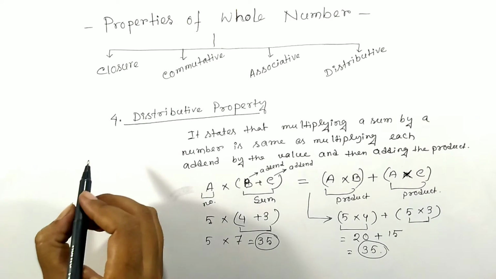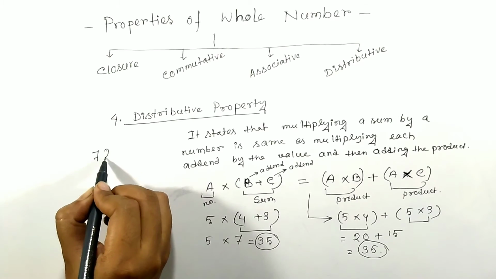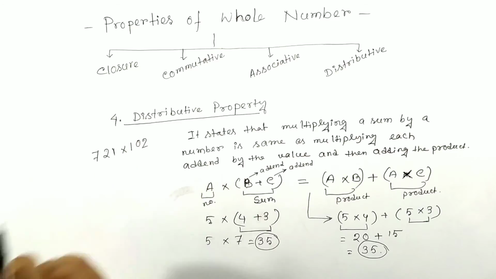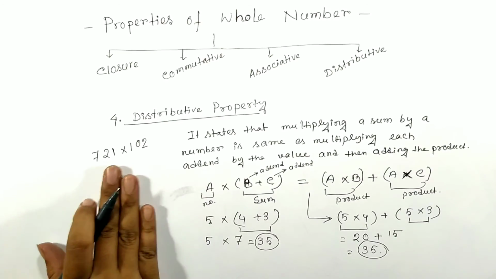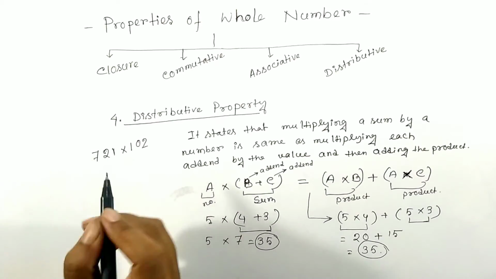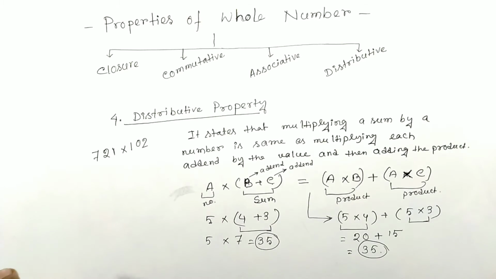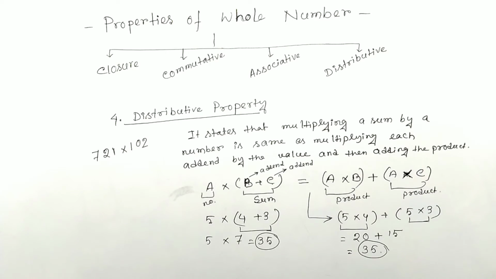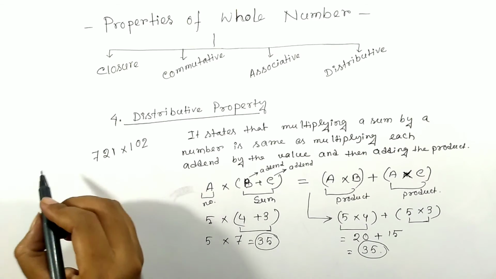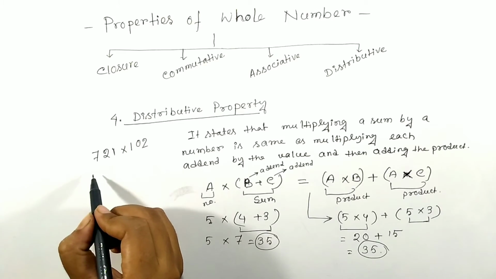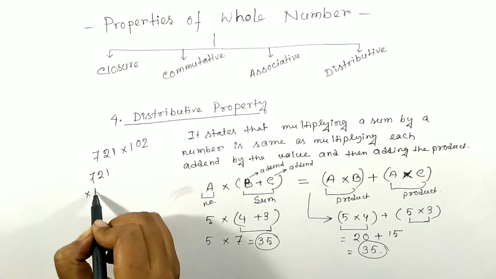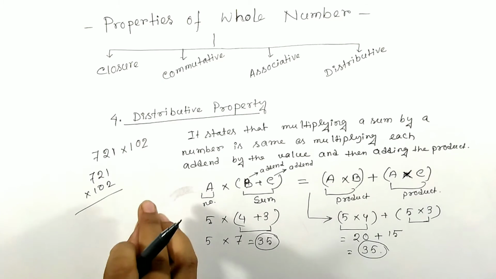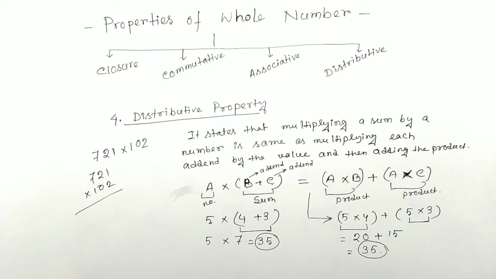Actually, the distributive property is used to simplify calculation. Like you have a big number 721 and you need to multiply it by 102. Suppose this is your given equation. You have to multiply 721 by 102. So how to do that? You can multiply using the traditional method, like 721 into 102. You can do it like this. But by using the distributive method, it will be quite simple.